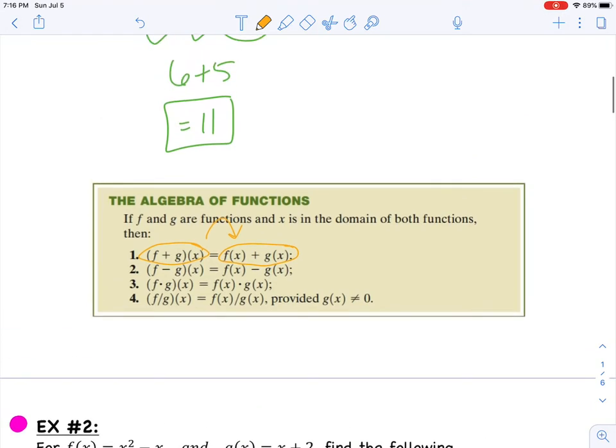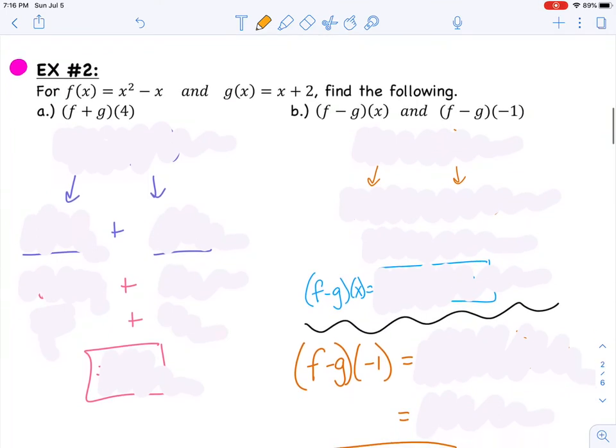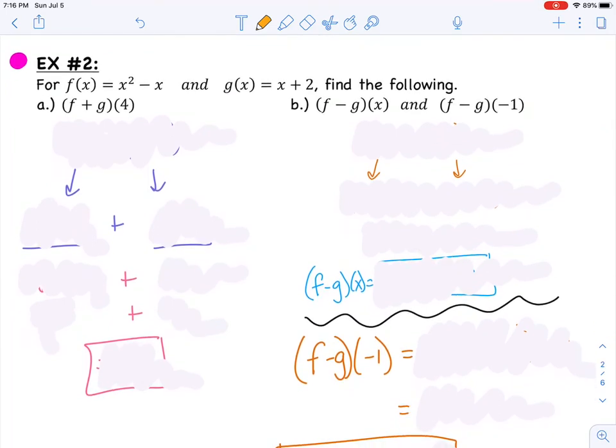All right, let's go ahead and do another example to show you those different rules. If you look at example number 2, it says, if f of x is x squared minus x, and g of x is x plus 2, let's find the following. So if you look at the first one, it says f plus g of 4. Well, what that really means is we just want to do f of 4 plus g of 4. And we can do them separately and then put them back together.